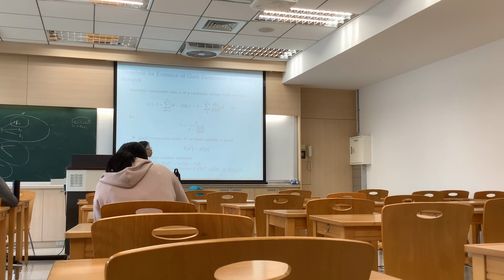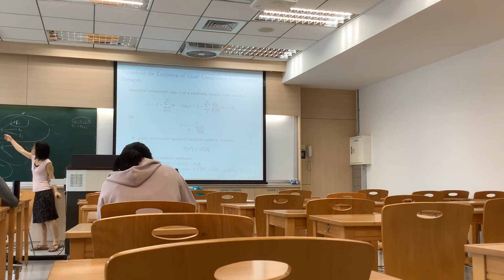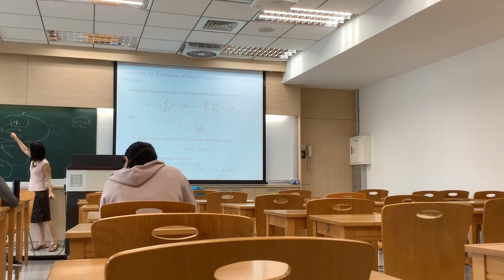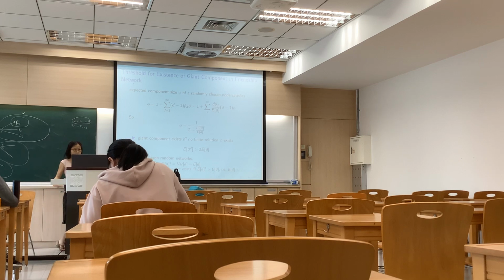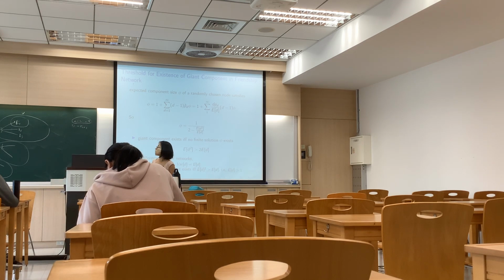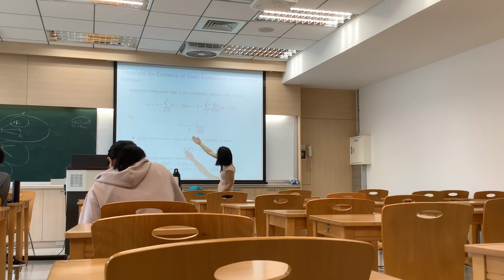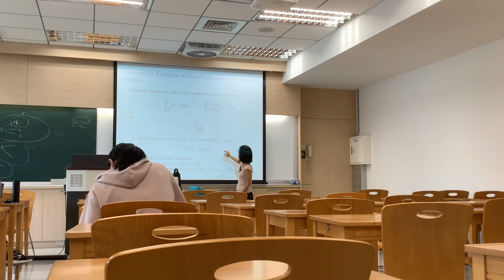If phi is finite, then the average component size j belongs to is finite, and the giant component doesn't exist. But if there's no solution to this, phi would be infinity, since the equality can then be solved. So a giant component exists if and only if there's no finite solution to this equation.